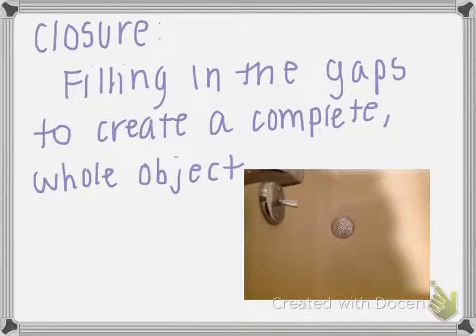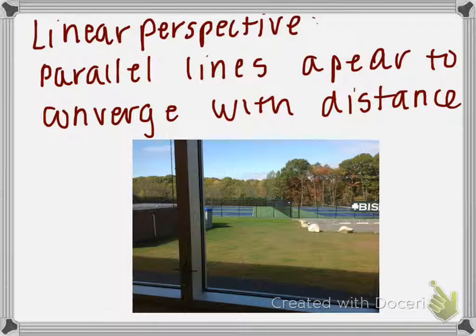This shower drain depicts closure because our mind sees it as a full circle instead of a bunch of unconnected tiny dots. This picture shows linear perspective because the tennis court appears as if it is narrowing in the distance when really it is not.